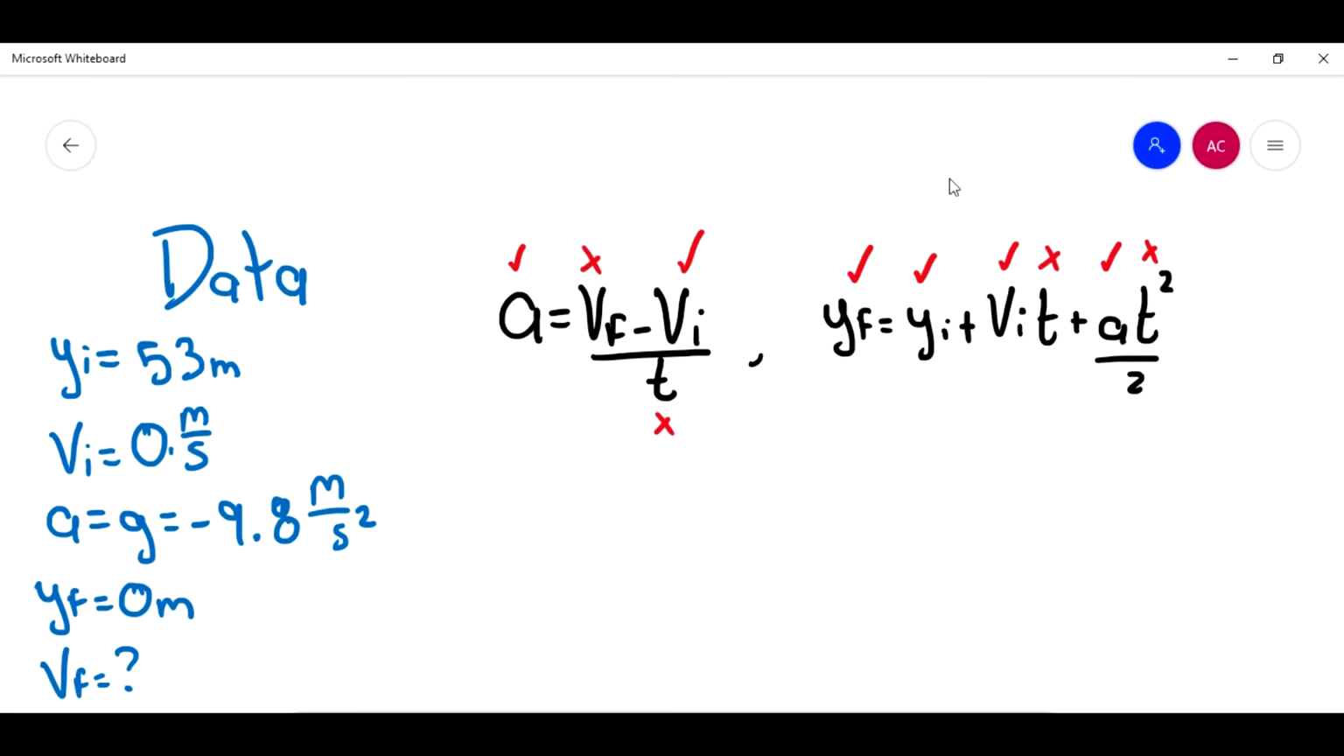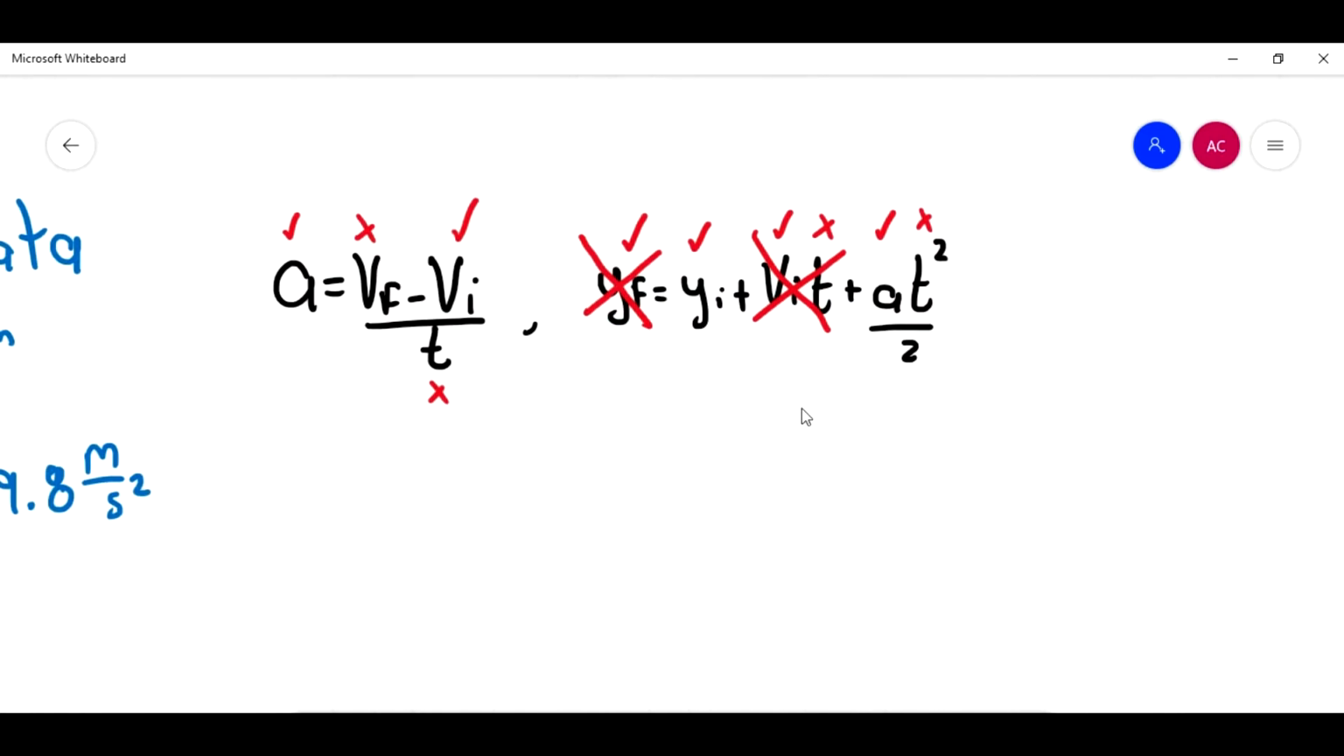And also I'm gonna cancel all the things that are 0. So final position is 0, and initial velocity that multiplies the time will be 0 too. So these two terms are gonna be canceled. Let's continue writing the equation. This is 0 equals initial position plus acceleration times time squared over 2.